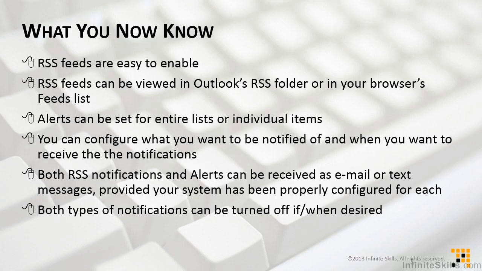What you now know is that RSS feeds, which stands for Really Simple Syndication, are easy to enable. RSS feeds can be viewed in Outlook's RSS folder or in your browser's feeds list. Alerts can be set for entire lists or for individual items within a list. You can configure what you want to be notified of and when you want to receive the notification, which really is one of the advantages of alerts over RSS feeds. Both RSS notifications and alerts can be received as email or text messages, provided that your systems allow you to do that. Both types of notifications can be turned off if or when desired by simply managing them, either in your browser or in SharePoint.